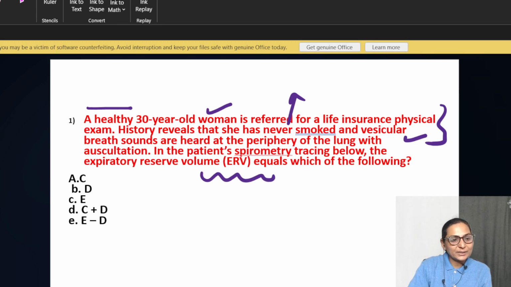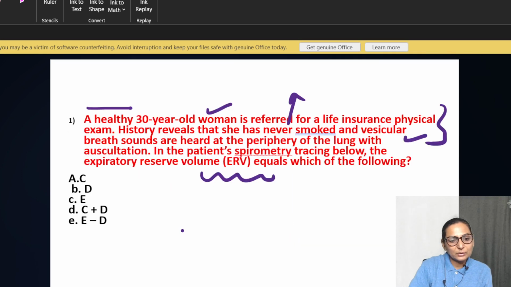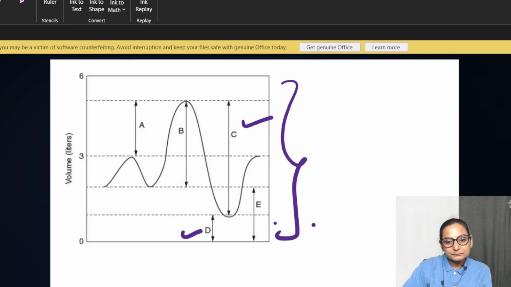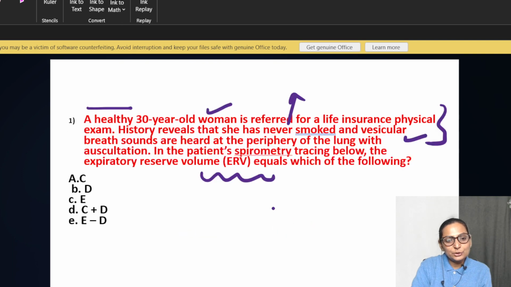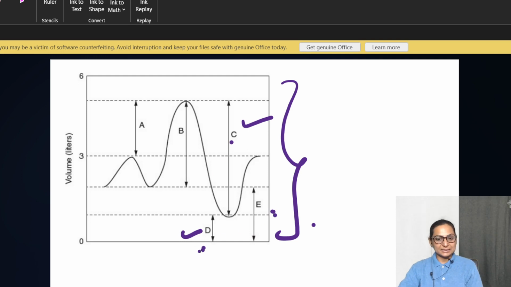The options given are C, D, E, then you've got C plus D and E minus D. So C plus D and E minus D, right?